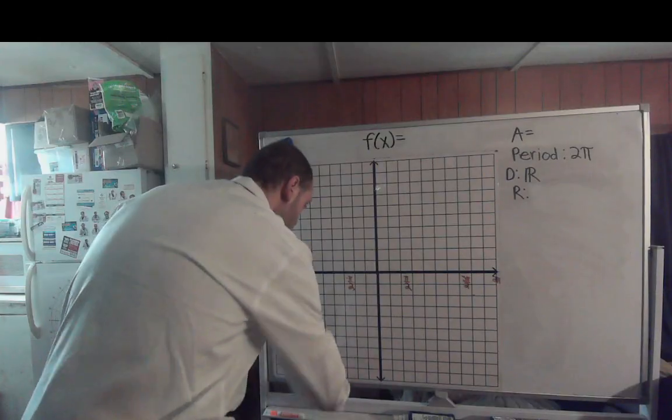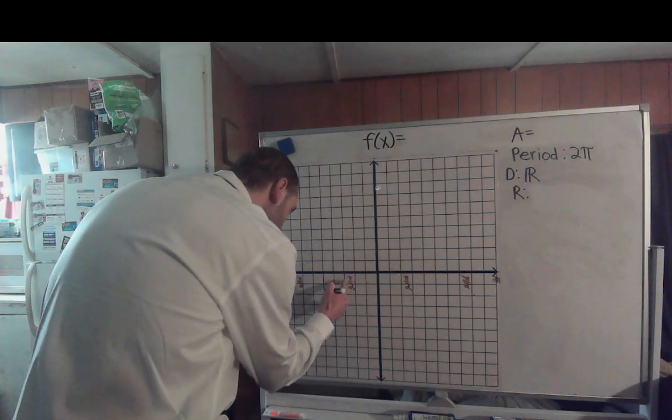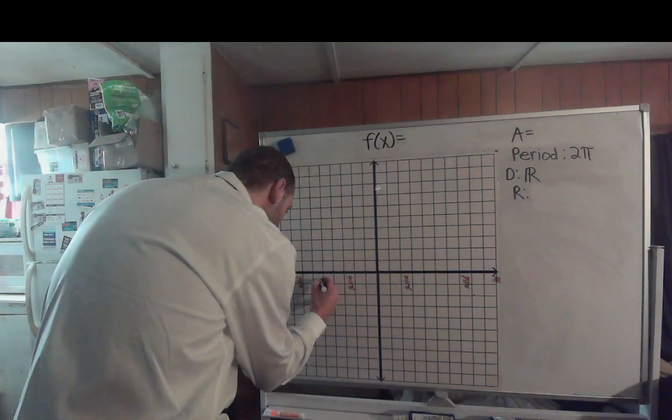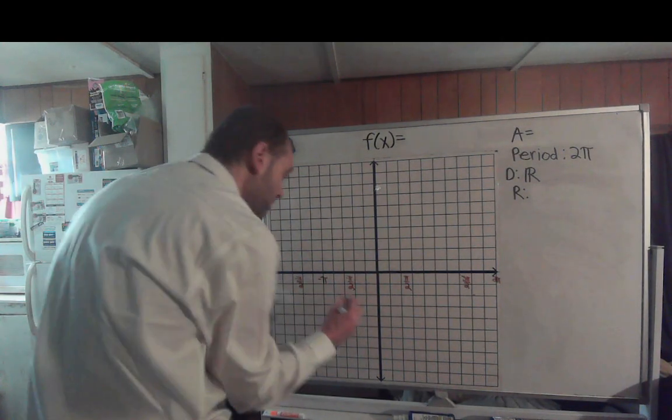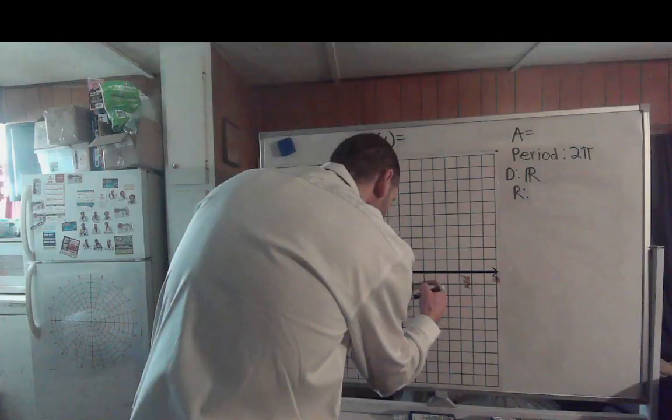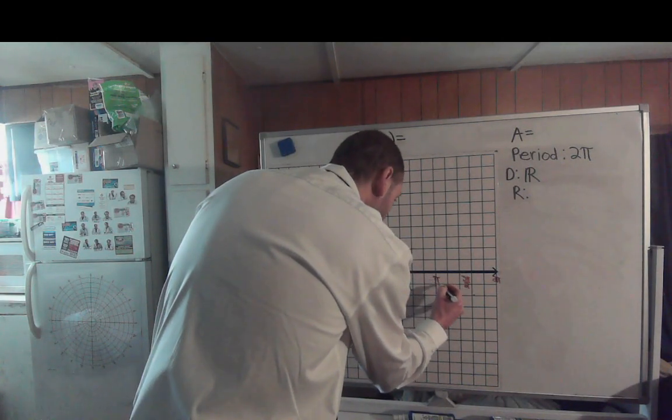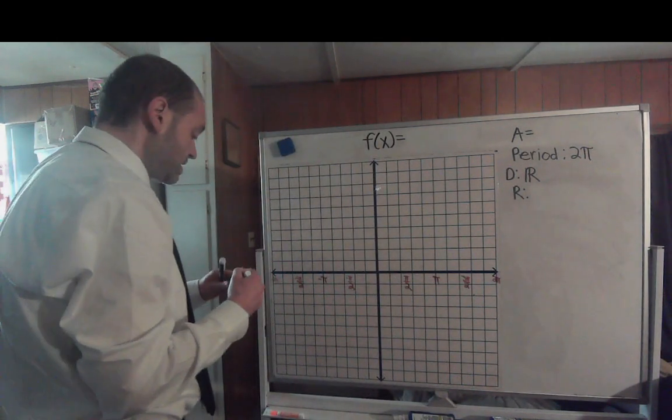When we let's see, 5, there's your negative pi. I just want to draw back in 4, 5, there's positive pi. Alright, perfect.